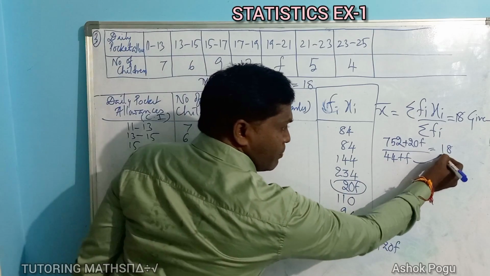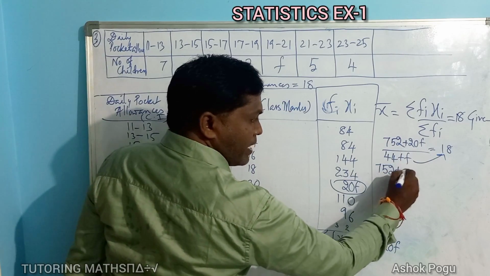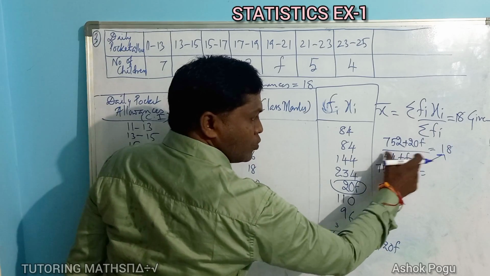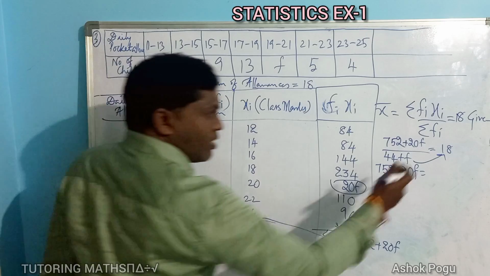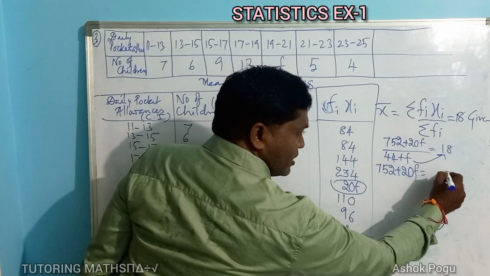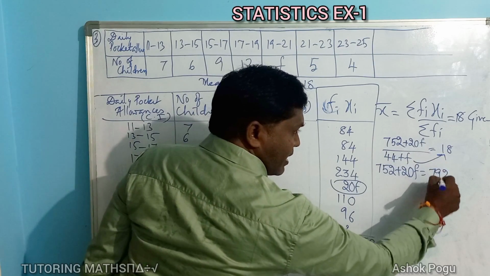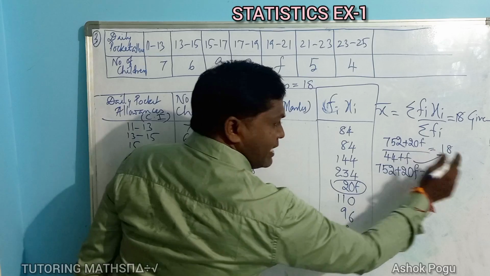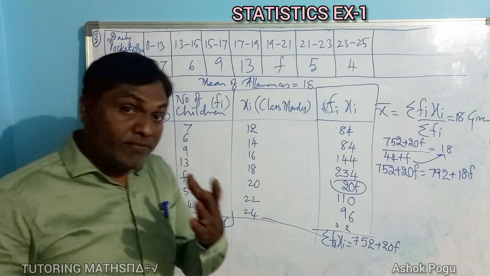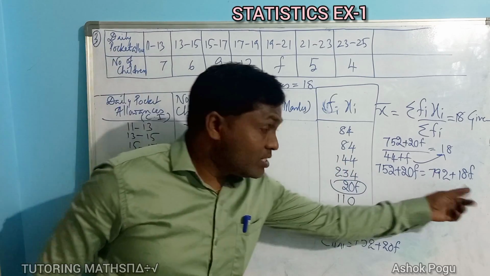Just by cross multiplication, 752 plus 20f is equal to, multiply these two results by 18. If you multiply 44 first by 18, 18 4s are 72, 72 plus 7 is 792, plus 18 into f, 18f. Yeah, we have two results, both sides of the equation. We have LHS and RHS.